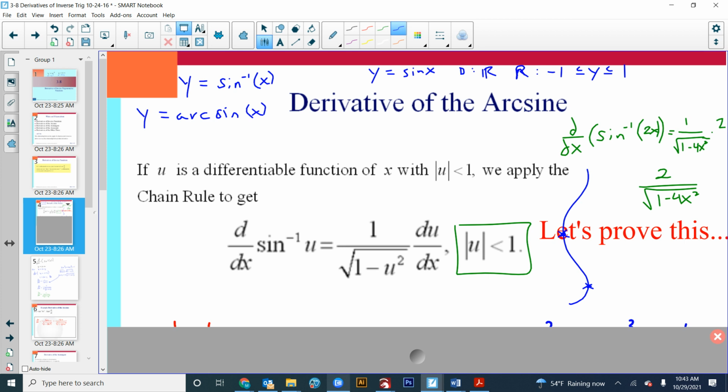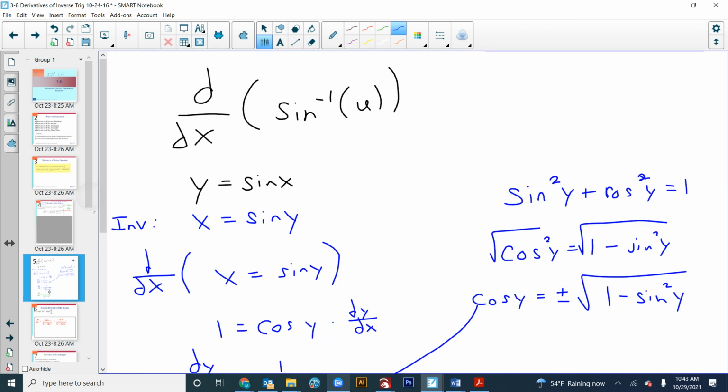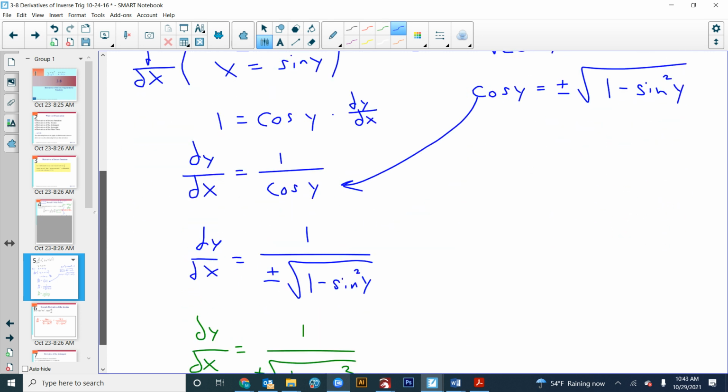So, Luke, to answer your question, we don't include both the plus and the minus because we want it to remain invertible. If we included both, it wouldn't pass that vertical line test. So we actually restrict the domain. We restrict the domain on what's called the principal branch. Did you hear those words last year? Principal branch?